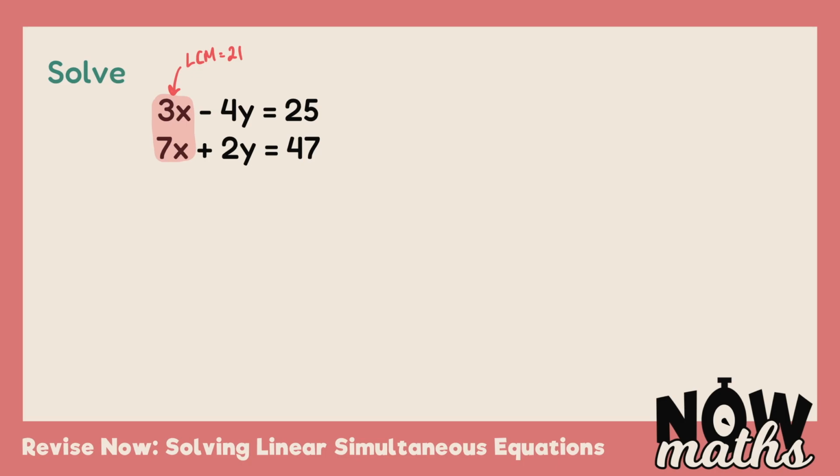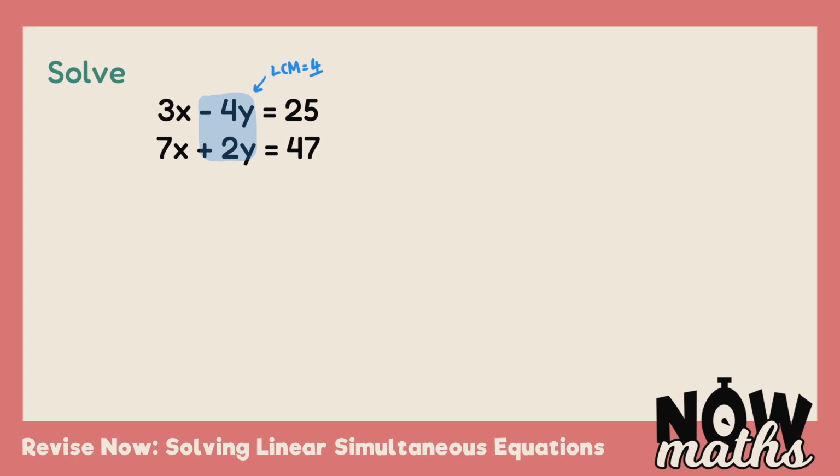Now looking at the y coefficients, ignoring the fact that one of these numbers is negative and the other is positive for now, we have 4 and 2. The lowest common multiple of 4 and 2 is 4 because that's the lowest number that 4 and 2 both go into. So now we have the choice of either making the x coefficients both into 21 or the y coefficients both into 4. Given that 4 is lower than 21, I would choose to make the y coefficients 4.